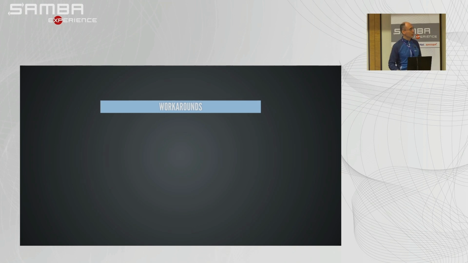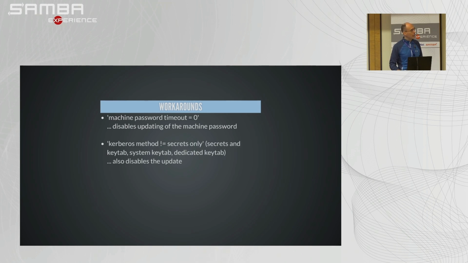Until this solution was available, these typical workarounds were used. It was possible to set machine password timeout to 0. It means Winbind is just not doing the update, so nothing is updated and nothing is broken. Another approach doing the same is setting the kerberos method to something other than secrets only, because in this case also the machine password is not updated.